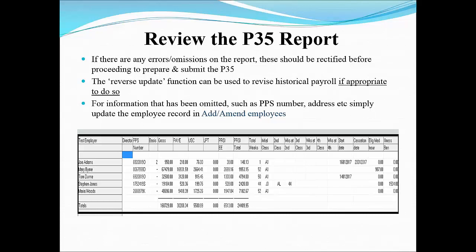The reverse update function can be used to revise any historical payroll information if appropriate. So if you realise somebody was due to get a bonus and it needs to be entered on the 2017 payroll, you could reverse it and enter the payment to correct it on the system. For any information that has been omitted, such as a PPS number, or if you need to enter their date of birth or address, you can do that by simply going to Employees and Add and Amend Employees. So for some things you'd be reversing the payroll, whereas for others you'd be accessing the employee record to enter additional information or make changes. And if you reverse the payroll, just make sure that you update it again.